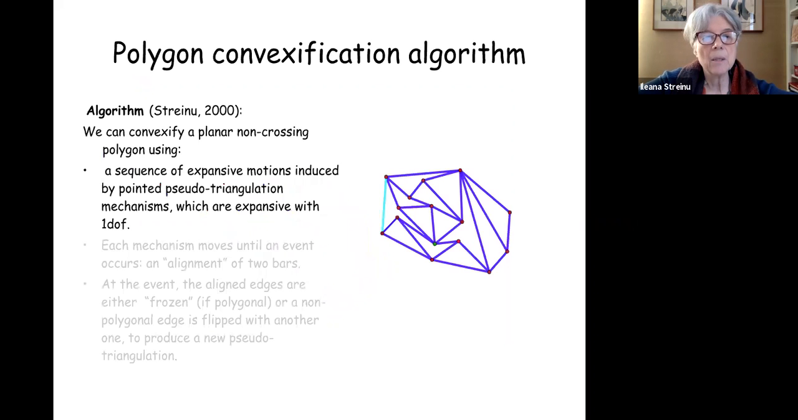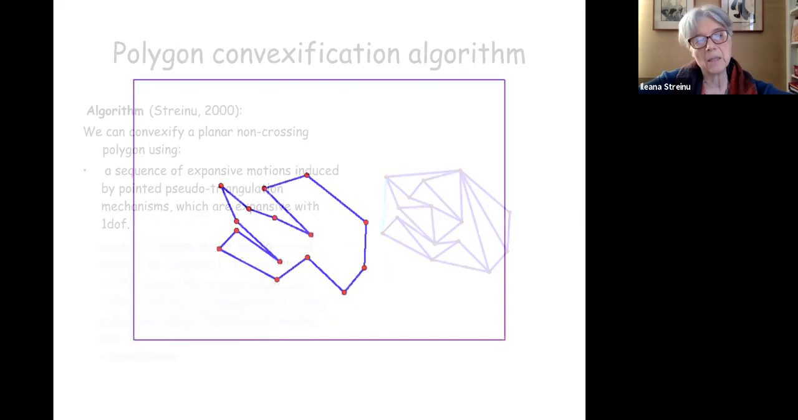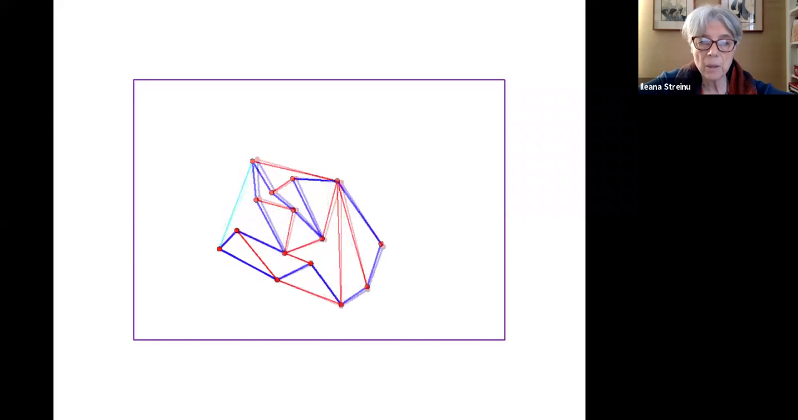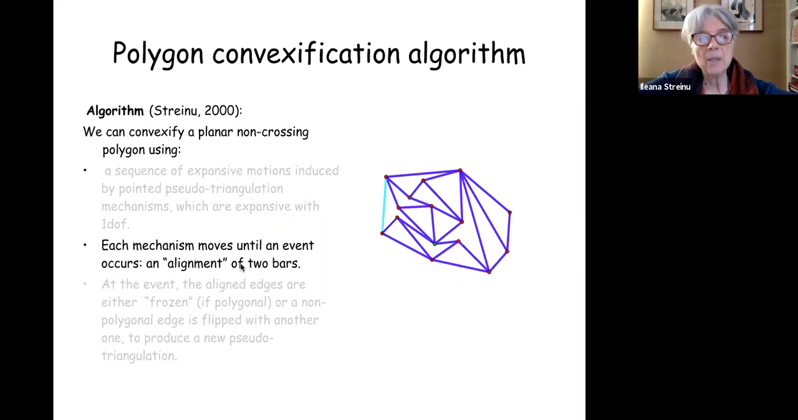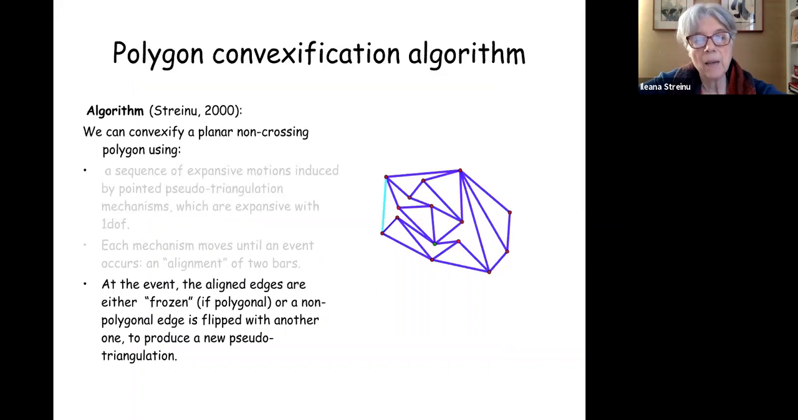So let me go back here. We'll have expansive motions induced by pointed pseudo-triangulations, and we go as far as we can in the expansive direction. And when it's no longer possible, when an alignment happens, it's an event. So during the lifetime of the algorithm, our trajectory is divided into shorter intervals. Each one of them is given by a pseudo-triangulation, and there is an event where they glue nicely to each other so that I can continue. So the trajectory will be made by these segments of expansive motions. Here at this event, the aligned edges are either frozen or there is a flip to obtain another pseudo-triangulation.